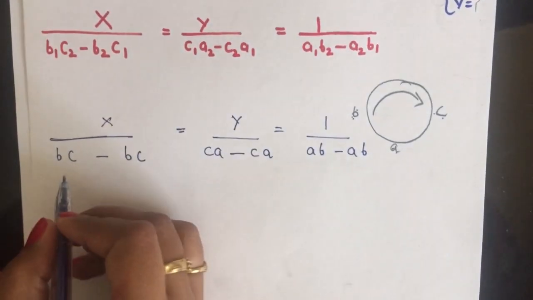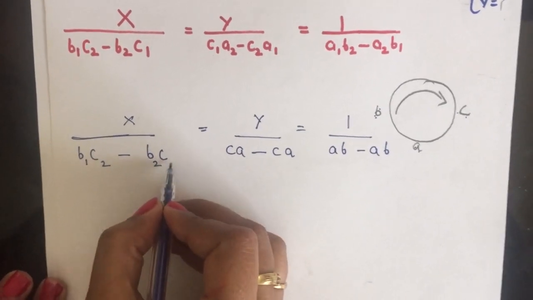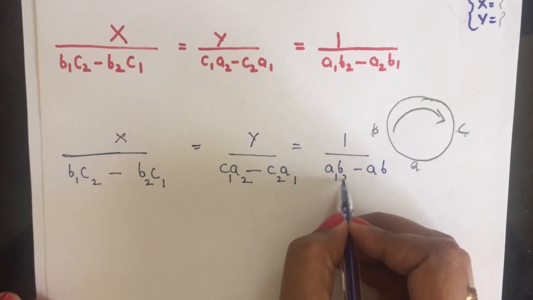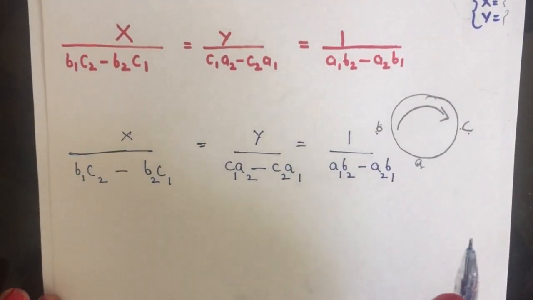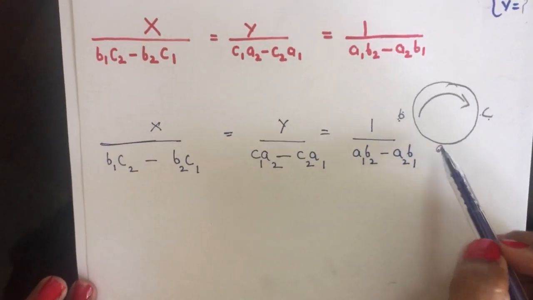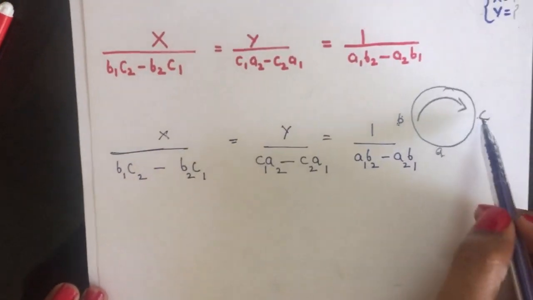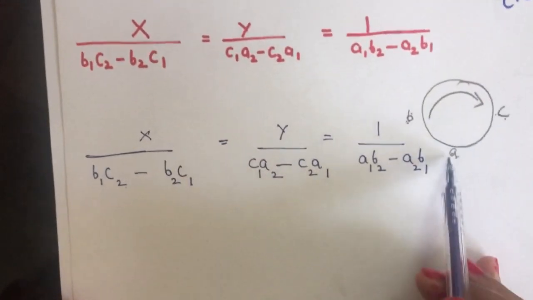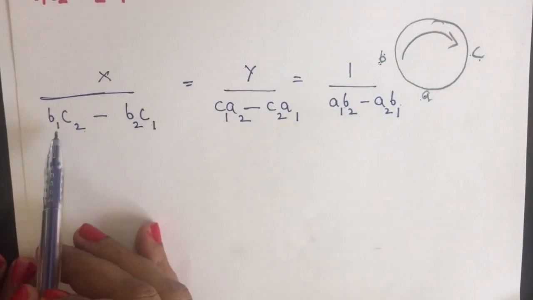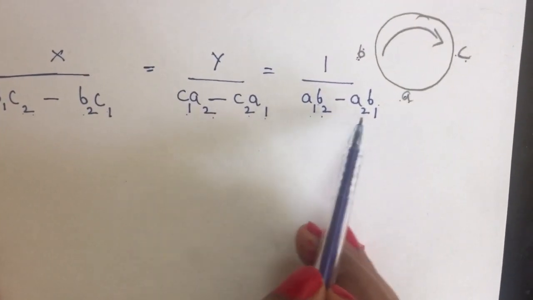Now after that, you can remember to write the coefficients like 1, 2, 2, 1. So in this way, you can easily remember the formula. Once again, I will repeat. Just write the coefficients a, b, c in a cyclic form. And then just write bc minus bc. Then ca minus ca. Then ab minus ab. And then fill in the subscripts as 1, 2, 2, 1.